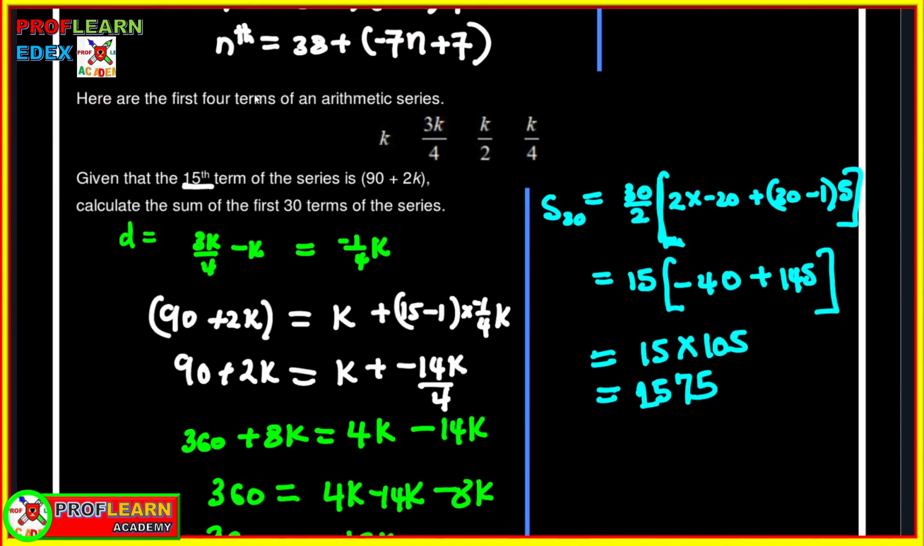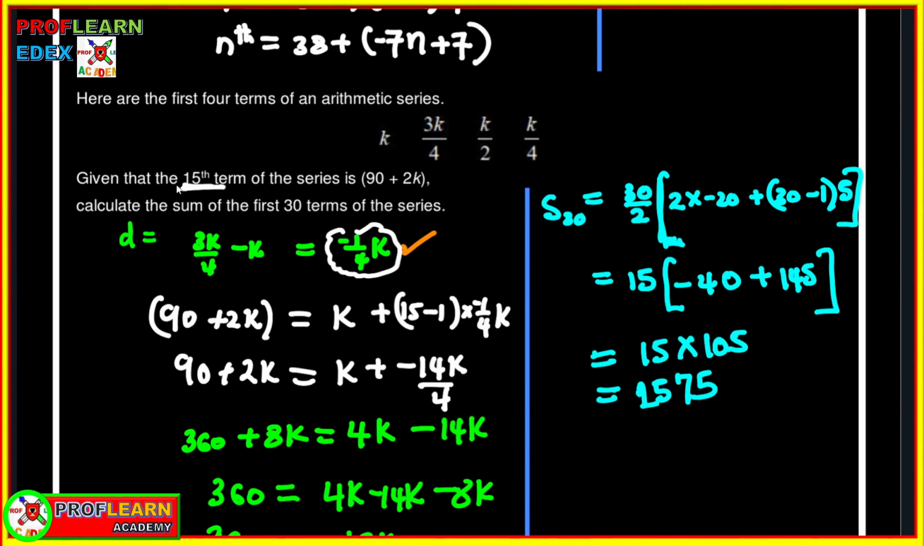Here we are told the first 4 terms of an arithmetic series are k, 3k over 4, k over 2, and k over 4. So we can get the common difference, which is the number in front minus the number before. So 3 over 4 k minus k is going to give us this as our common difference. Using this common difference, we can use this information here.